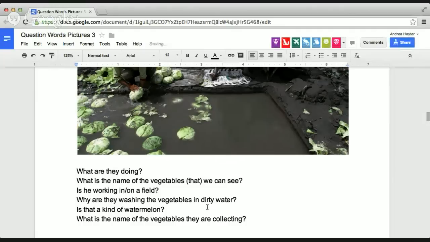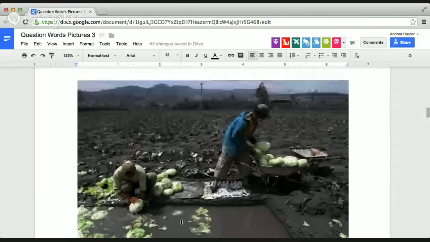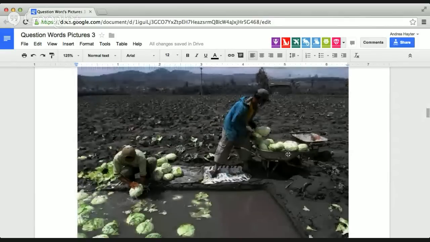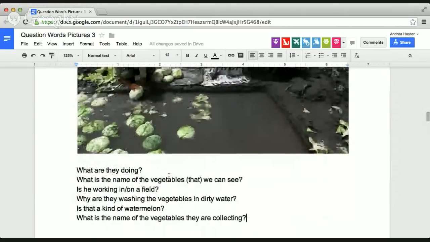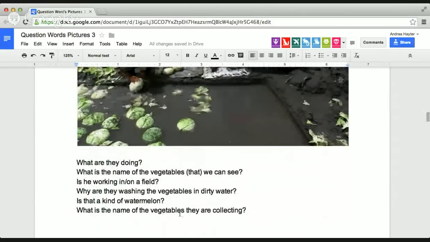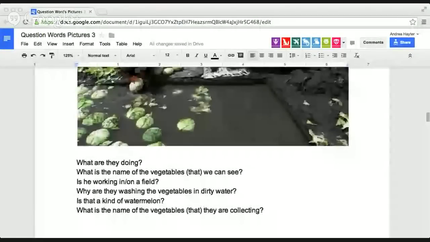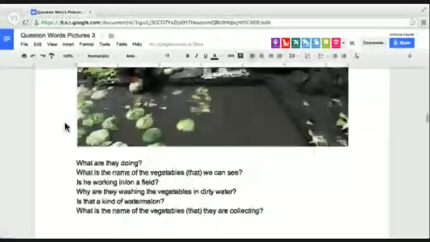Is collecting the word more used? Yes, collecting is correct. You can say collecting. It looks like they're putting them in these wheelbarrows. That's this container here. It looks like they are collecting them, putting them together in a group. So you can say collecting. So also, what is the name of the vegetables that they are collecting? You can also say that, but you do not need that all the time. You can just say, what is the name of the vegetables they are collecting? Okay, Tarek, another question.